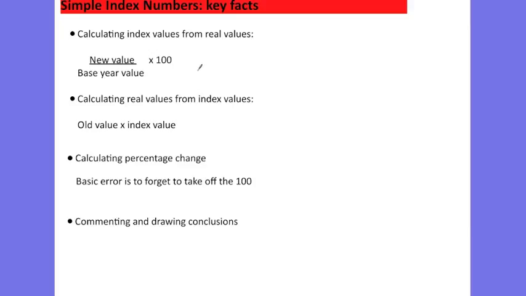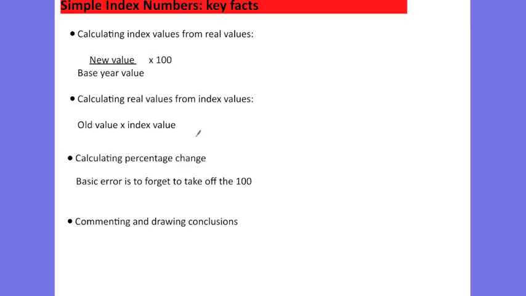We're looking at the new value divided by the base year value multiplied by 100 to be able to find the index value. When working in the reverse, we're going to take our old value and multiply it by the index value. Really important point in relation to calculating percentage change is to not forget to take off the 100. When having calculated your index values, you are going to need to comment and draw conclusions related to these index values. You will be told which year to use as a base value to be able to calculate the other index values for the series of the data you have.